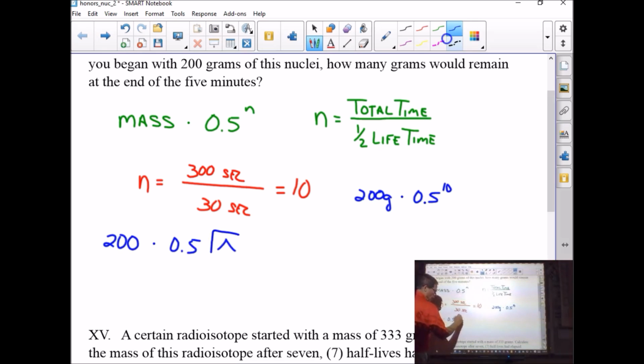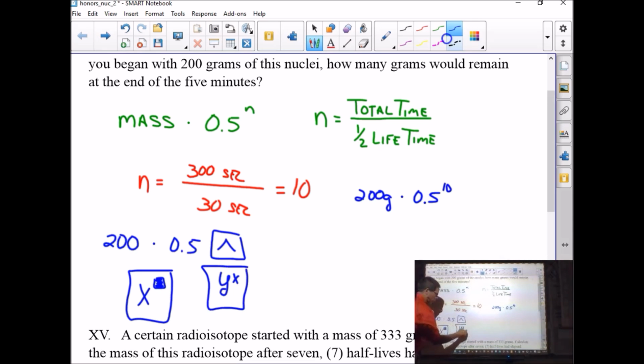A lot of you have this caret button. Some of you have a YX button. Some of you have an X with a shaded box button. Those all represent a caret. And then put your 10 in there.